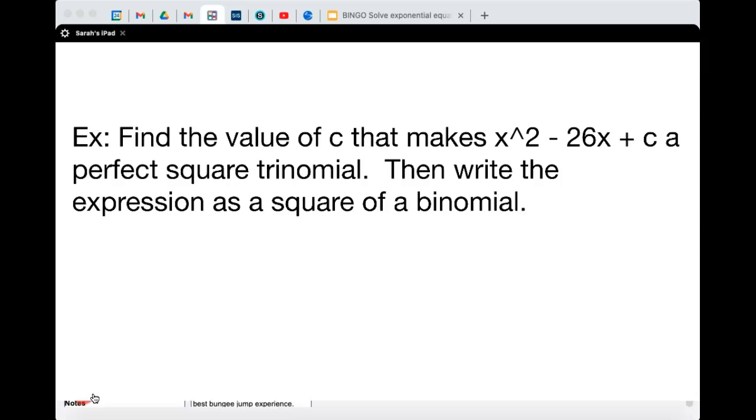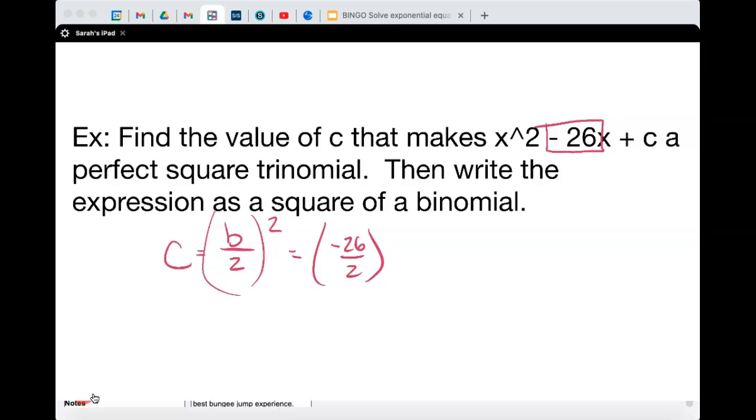Okay, so let's do this one. Find the value of C that makes this a perfect square trinomial. Does anybody remember how to find the C value? Divide by 2 and then square it. In my quadratic, what is my B value? 26, because that's the number in front of the x value. I can even put in negative 26, but we're squaring it, so it squares out.